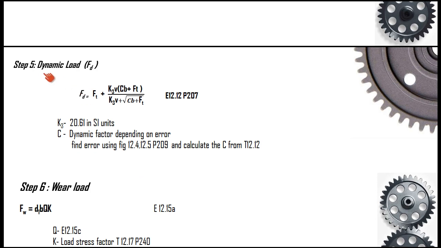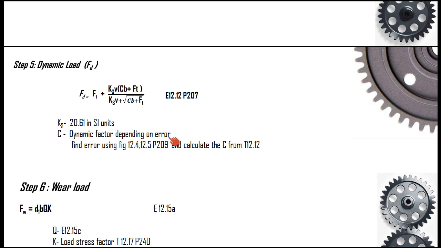To validate, we have to calculate the dynamic load FD. The equation is given in 12.12, page number 207. For FD, we have already calculated K3. The value of K3 is 20.61. Velocity we have already calculated in the previous step, so that is also known. B we know, and the only unknown value is C. These two Cs are the same; there is no difference, even though the font is different. C is nothing but the dynamic factor depending upon the error.